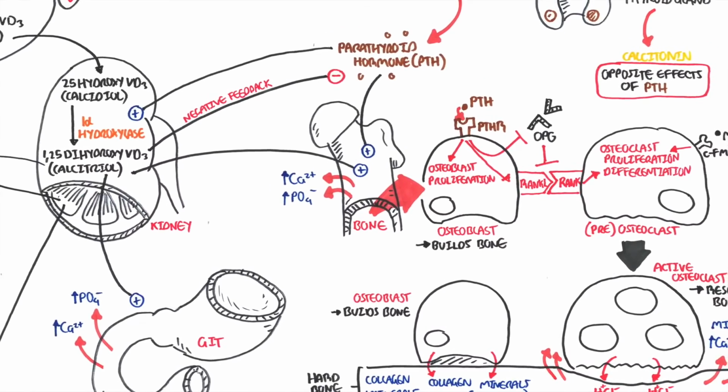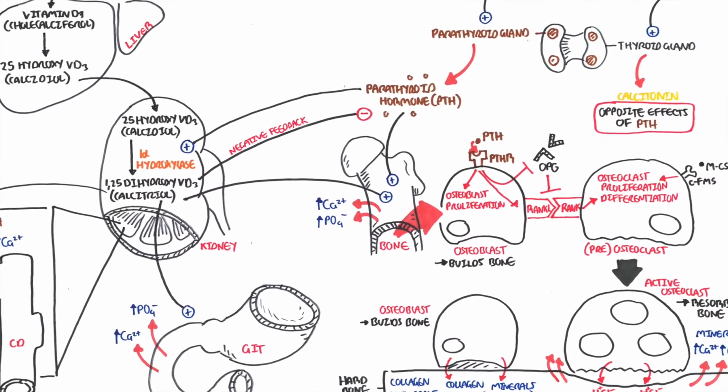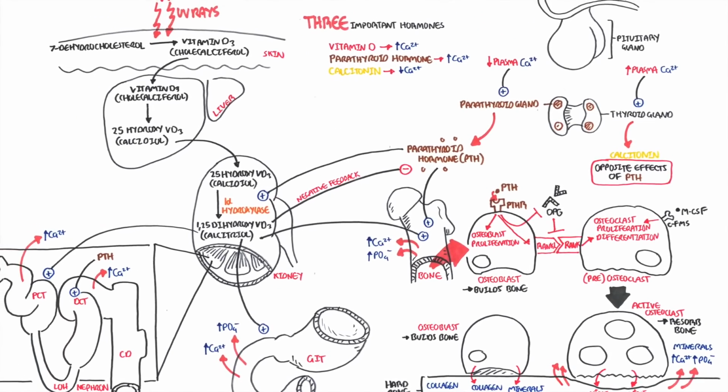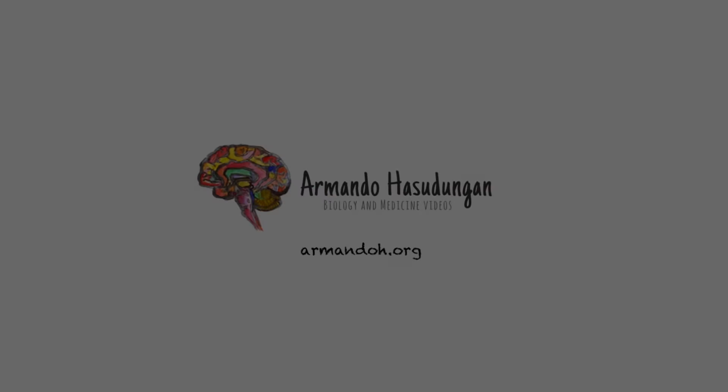So I hope you enjoyed this video on endocrinology, calcium and phosphate regulation. We looked at 3 main hormones: vitamin D, active form calcitriol, parathyroid hormone, as well as calcitonin.